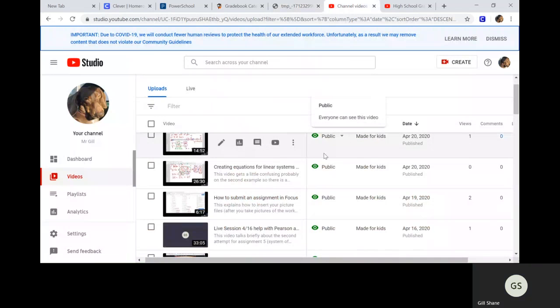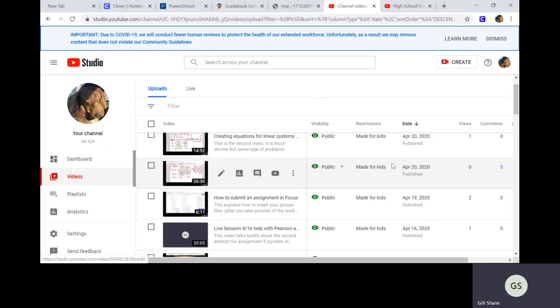So, how do I show the name of it? The whole name of it.